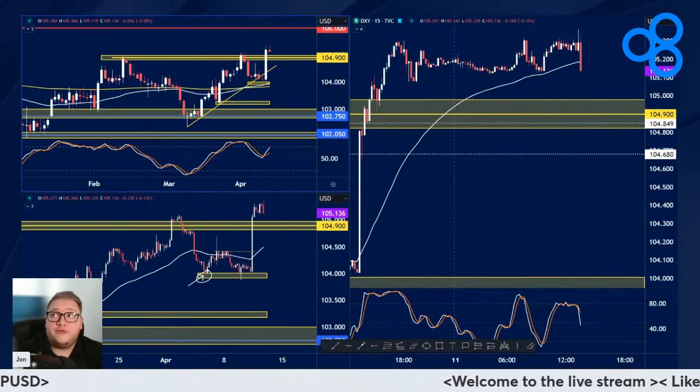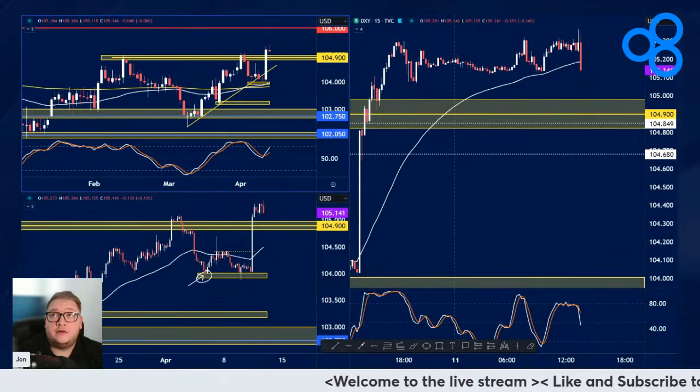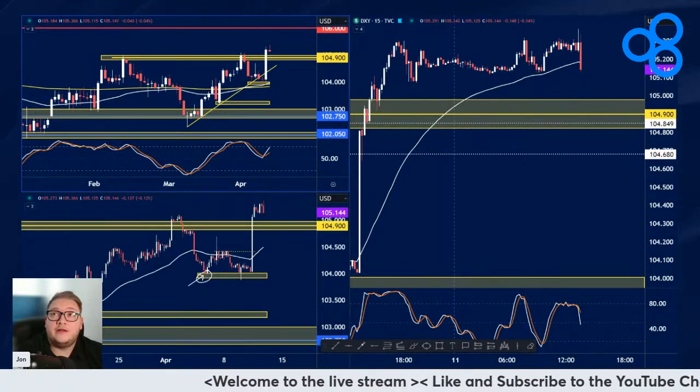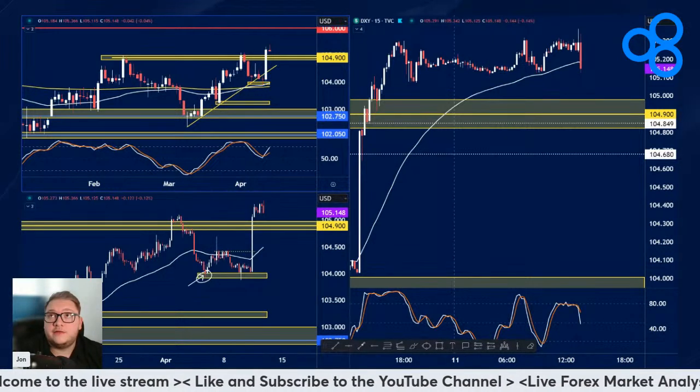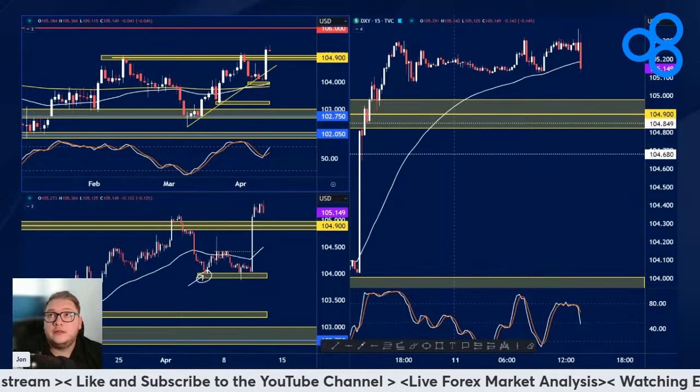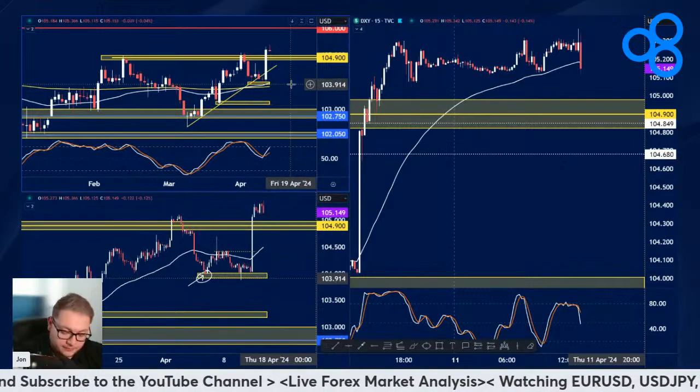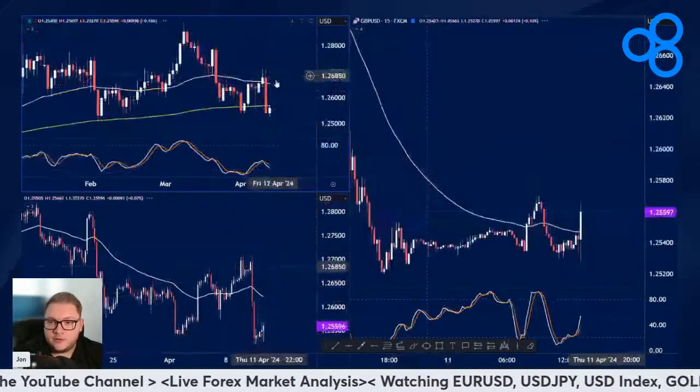Seeing gold prices rally off the back of this as well. Not really sustained rallying, but we're seeing a little bit of a rally coming from it at the moment. Just having a quick look at oil as well. Yeah, seeing a little bit of upside. So we'll come on to those in a moment.